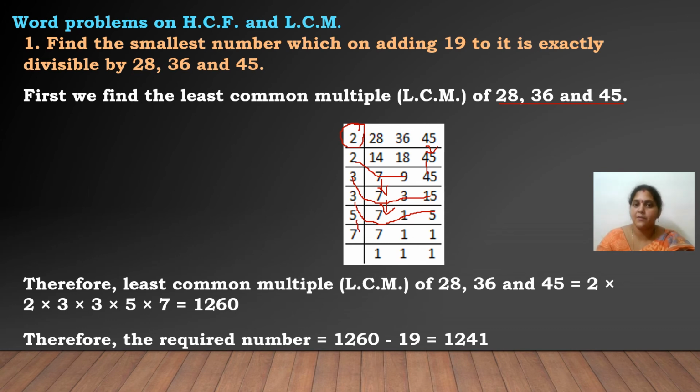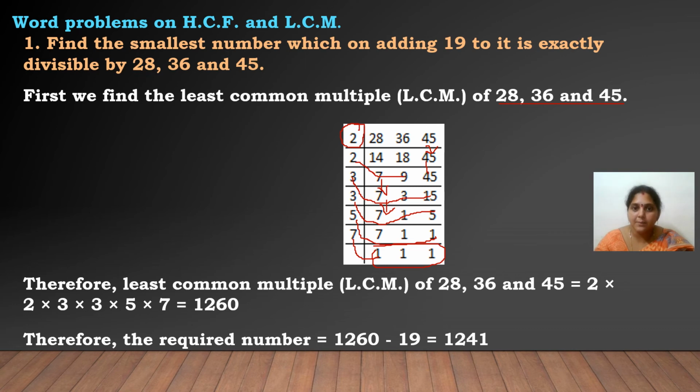That's why take 5, write 7 as it is. 5 ones are 5, 7 ones are 7. Now at the last you got 1 here. Now you can stop doing a long division method. Therefore, least common multiple of 28, 36 and 45 is equal to what you have to do now?